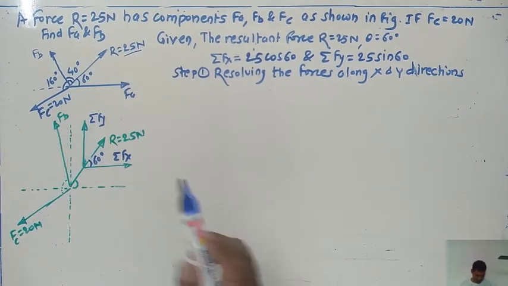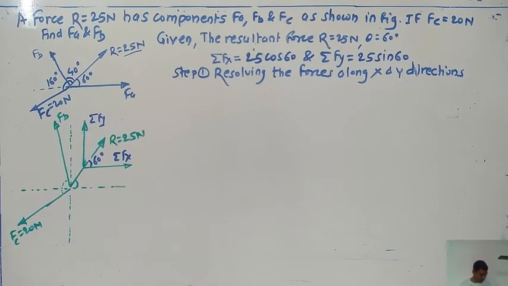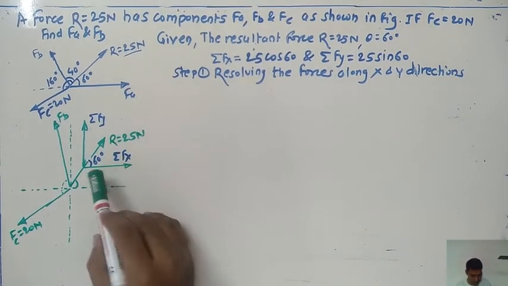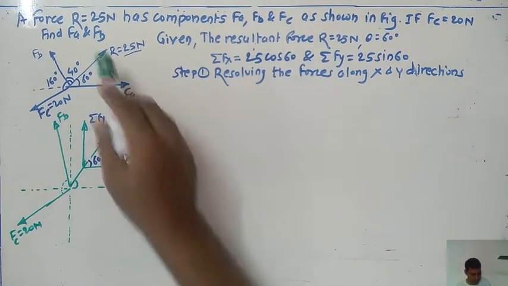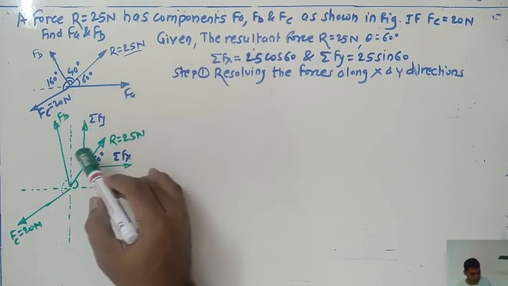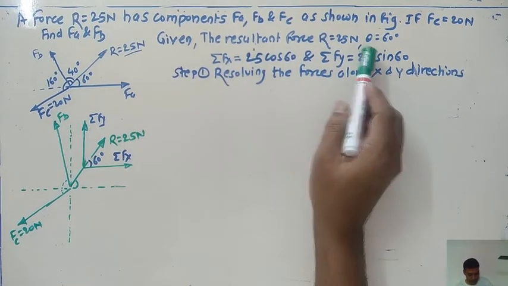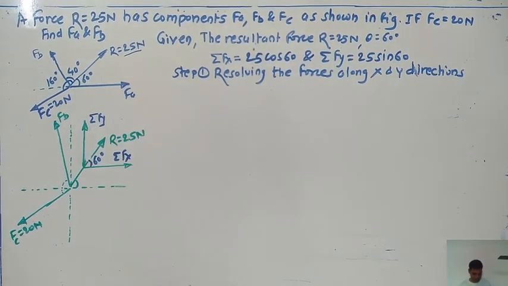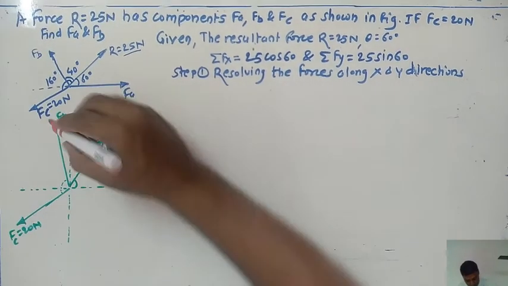Now be careful about this problem, because in this problem there is one important point. Here R makes an angle 60 degree, so first of all resolve this also. That resolution we have already used here. So what about the next one? The next force FB is here. I'll just resolve that FB force.